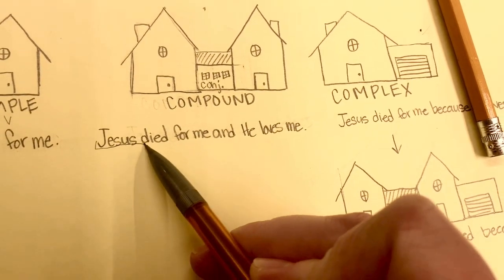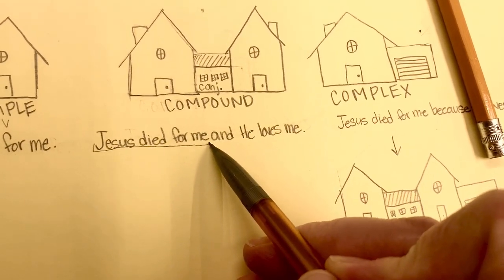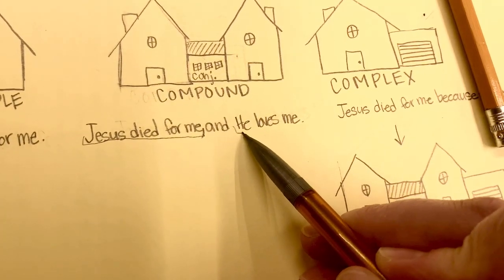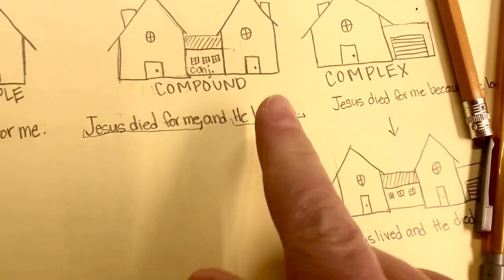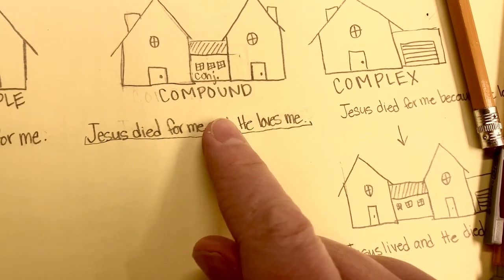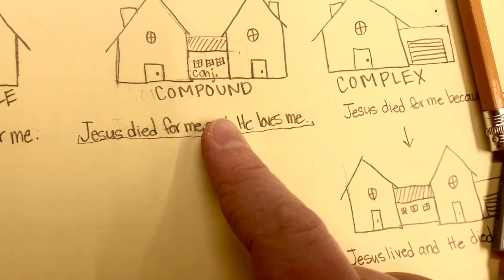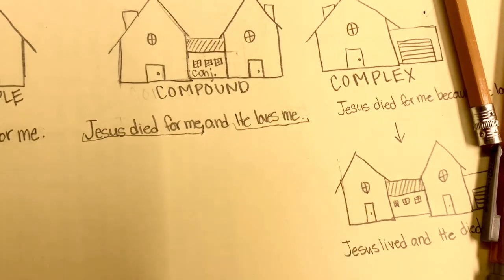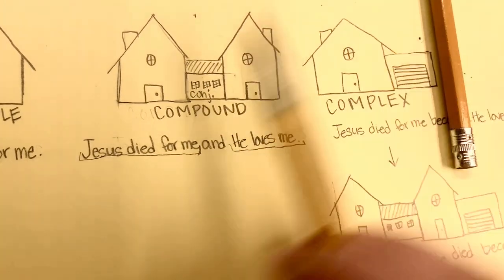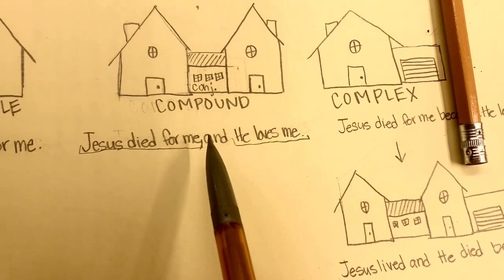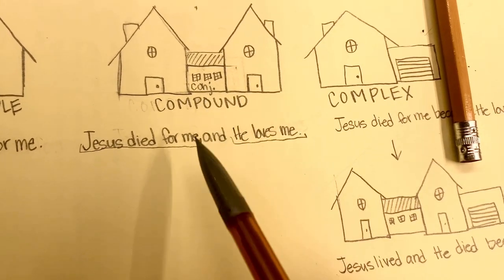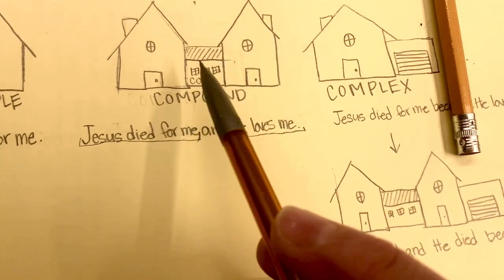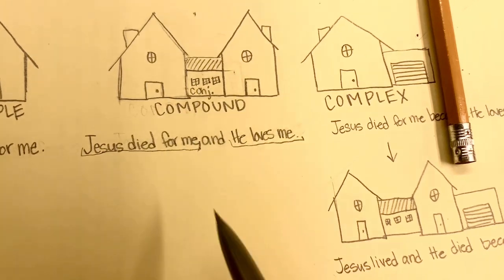So let's look at this. Jesus died for me. This is one clause. And there's our conjunction. He loves me. If I took away this and put a period there, would those stand by themselves? Jesus died for me, period. He loves me, period. Yes, they could be two independent sentences. So that's what makes this sentence compound: the and is simply continuing the sentence, essentially replacing a period and joining them together. We have two independent clauses.